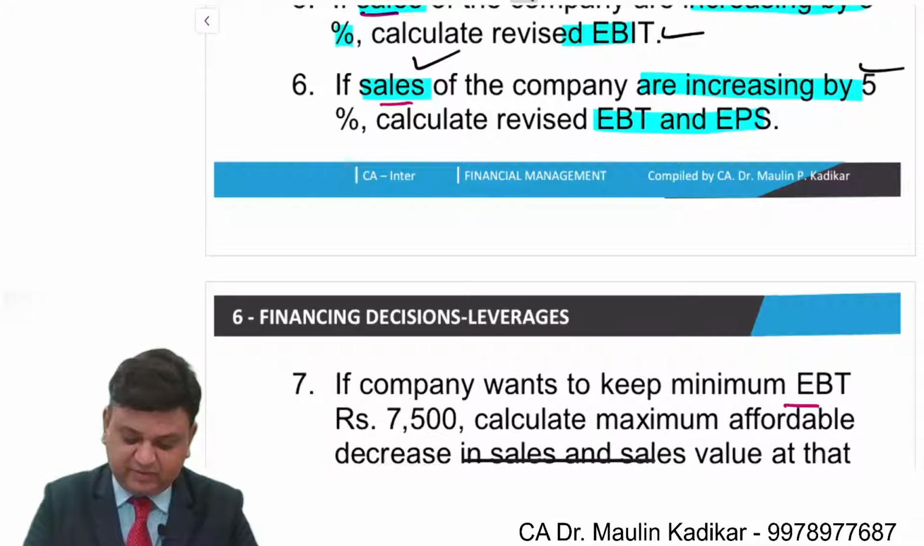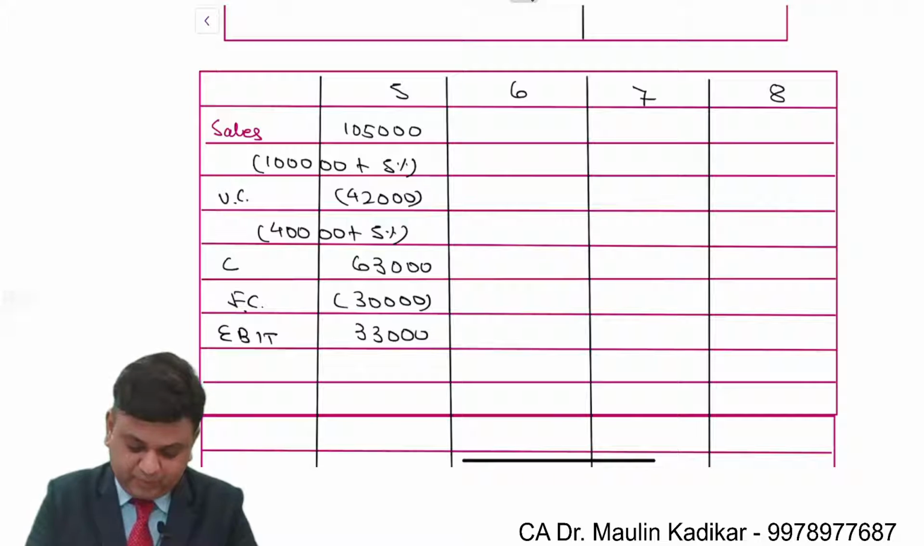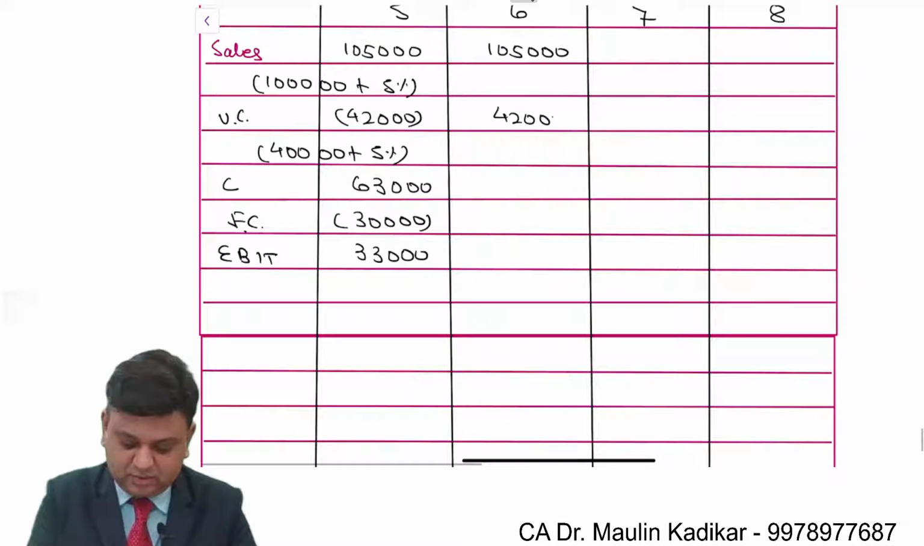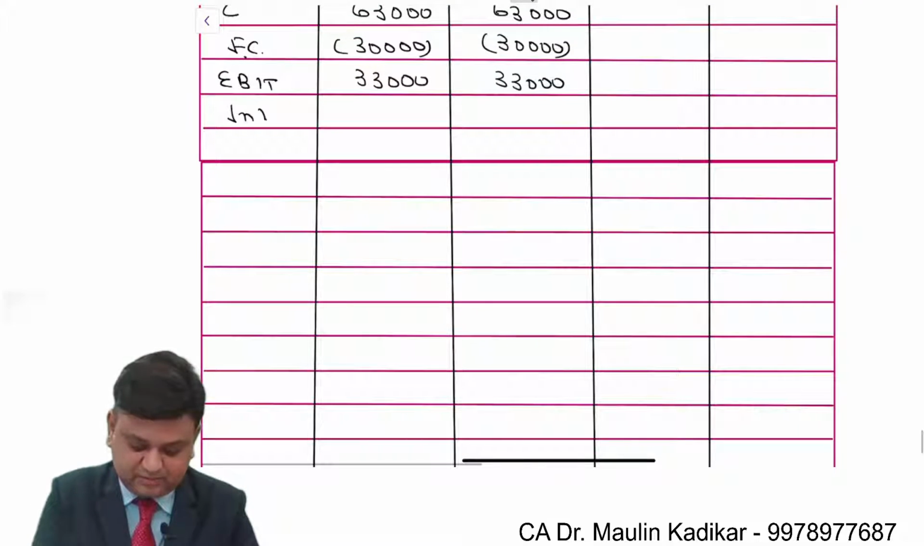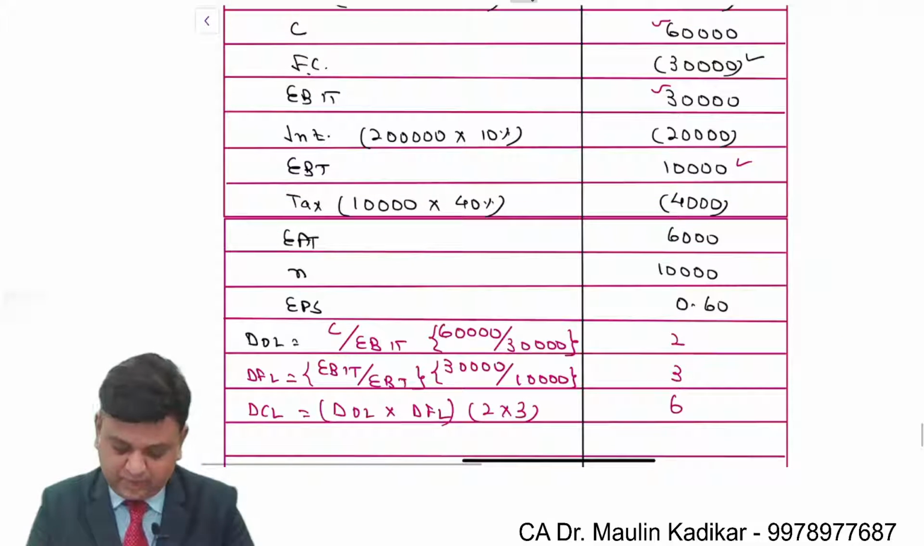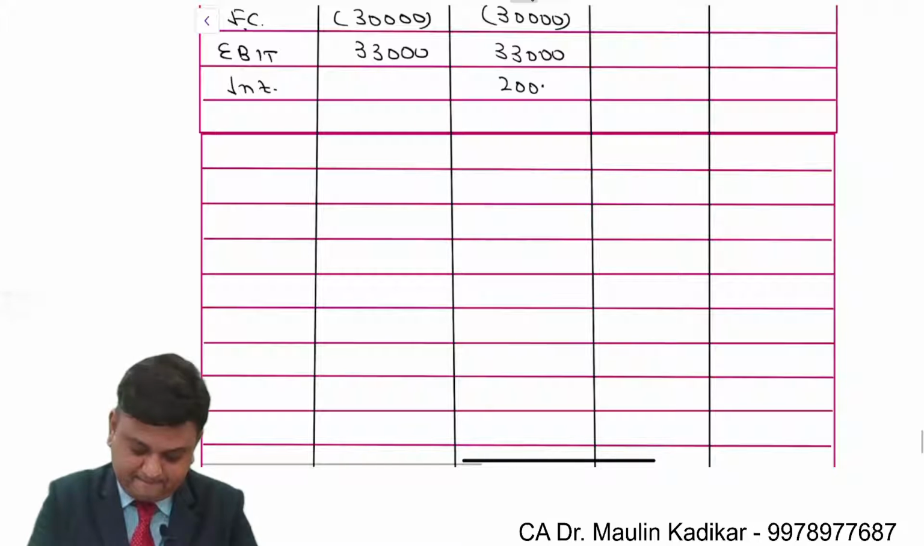Next, sales increases by 5%. Calculate EBT and EPS. So this is 1 lakh 5,000. This is 42,000. This is 63,000. This is 30,000. This is 33,000. Minus interest. What is the amount of interest? It is 20,000. Earning before taxes, that is an amount of 13,000.